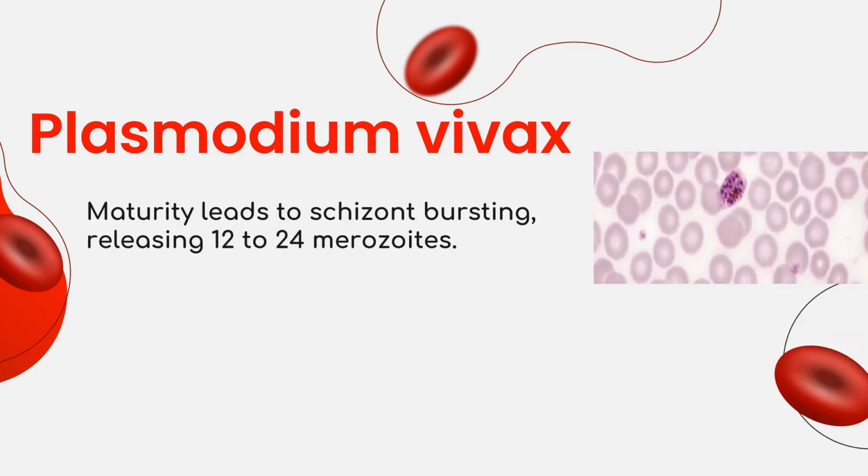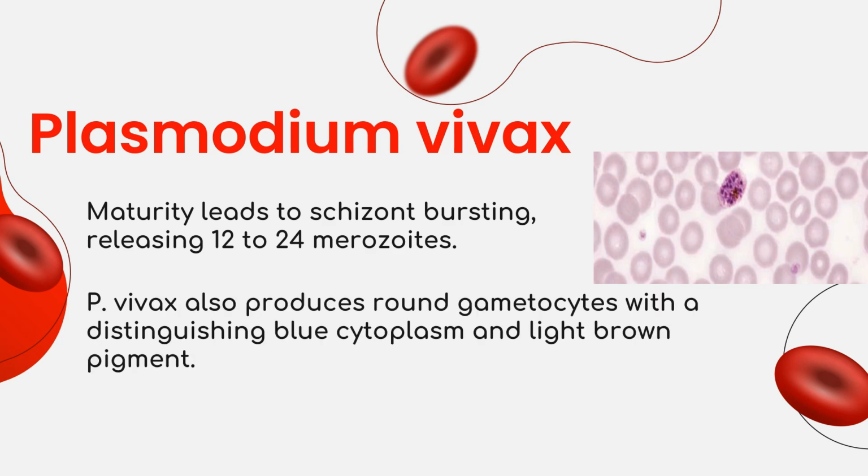As the life cycle progresses, the Plasmodium vivax trophozoite matures and nearly fills the red blood cell it occupies. And when it's time for reproduction, the schizont bursts, releasing an astonishing 12 to 24 merozoites into the bloodstream. It's a true spectacle of nature. But Plasmodium vivax doesn't stop there. It also produces round gametocytes with a distinguishing blue cytoplasm and light brown pigment. These gametocytes play a crucial role in the transmission of the parasite from one host to another.